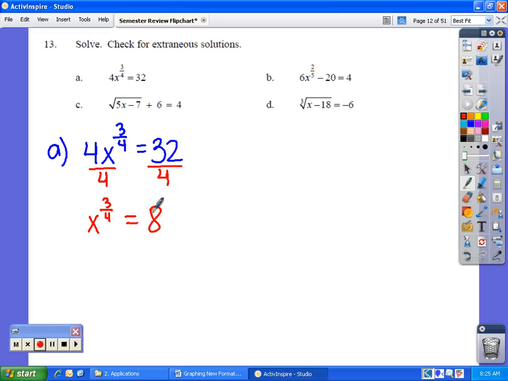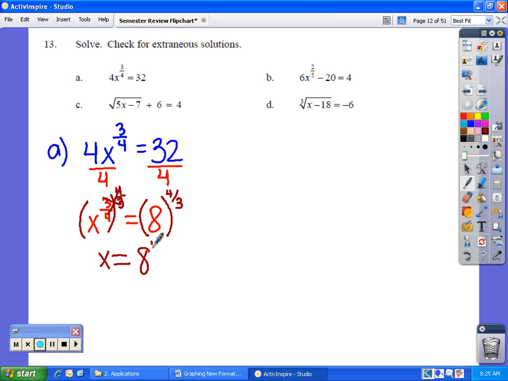Now, the only way for me to get rid of this exponent is to do the reciprocal of the exponent, which means that I'm going to raise this to the 4/3 power. By raising this to the 4/3 power, I'm also able to get rid of the 3/4 power, but remember, in everything, what I do on the left, I must do on the right. So now x is going to be equal to 8 to the 4/3.